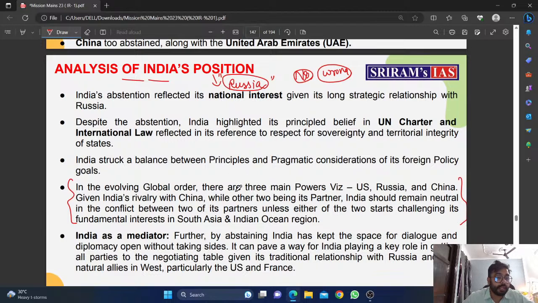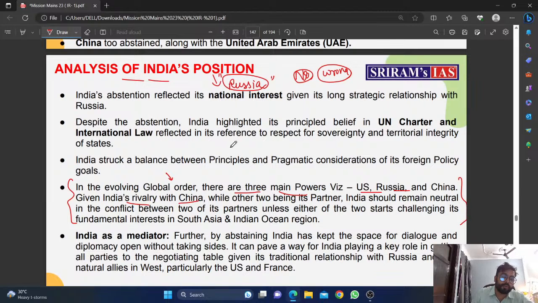So in the evolving global order, there are three main powers right now: US, Russia and China. India on one hand has a rivalry with China. On the other hand, we are a partner with the other two. So India in this case should remain neutral.